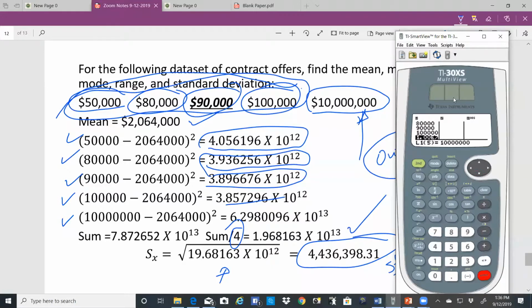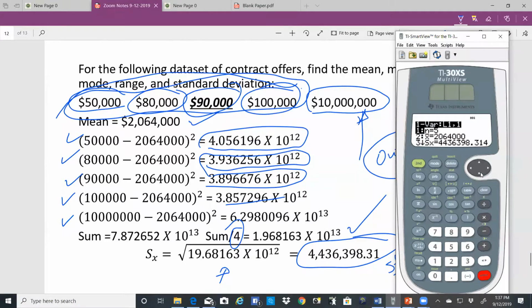But anyway, we're going to do the calculations on this, and you get second stat, go through the variable statistics again. L1 is already picked. Frequency 1 is already picked. Now pick calculate. And now this is the true standard deviation and the true mean. In other words, the mean is 2,064,000, which is what I have over here on the slide.